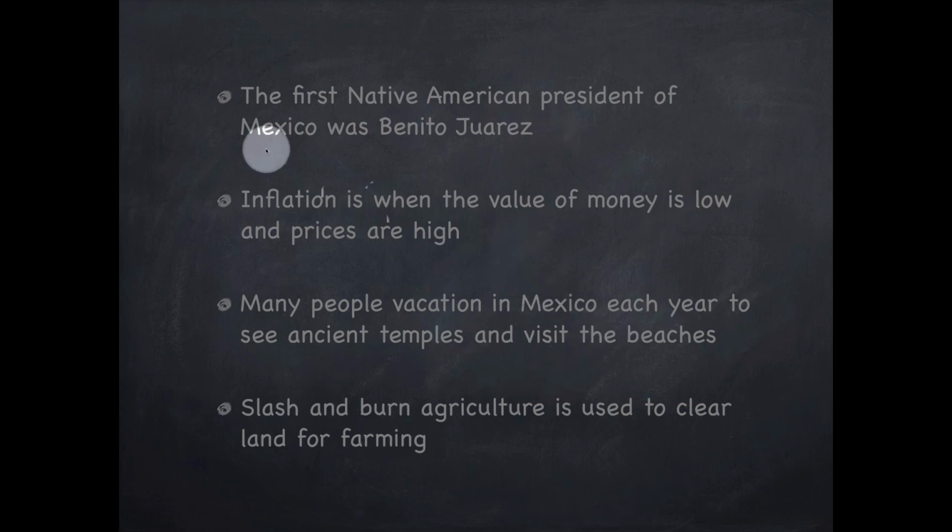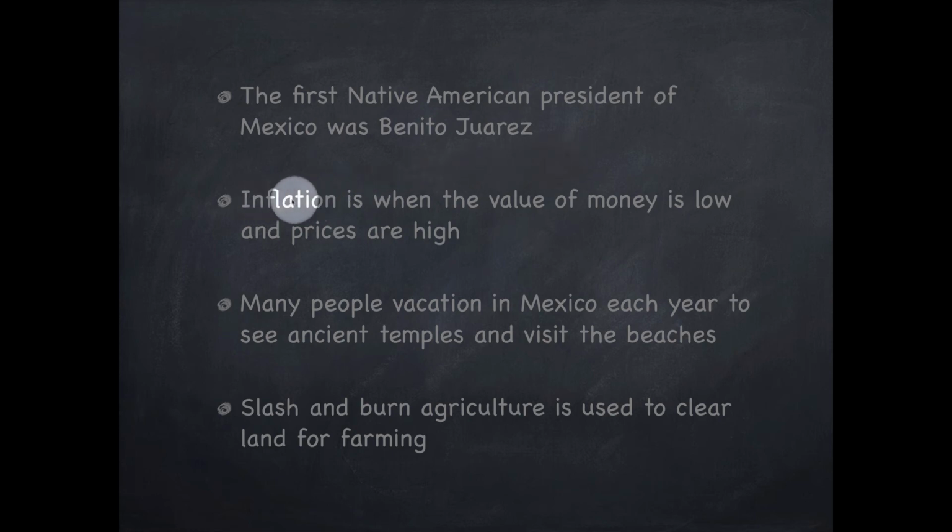Okay, let's see. A few more things. The first Native American president of Mexico. Once Mexico became independent, their first president who was not Spanish, his name was Benito Juarez. And he made a lot of changes to the way the government of Mexico was run. He got rid of the special courts that showed favoritism towards people of Spanish descent and the wealthy, and established a system where everybody would be treated fairly and equally.